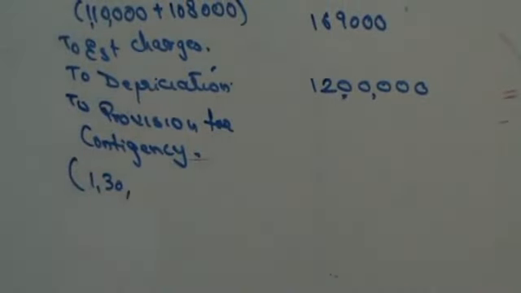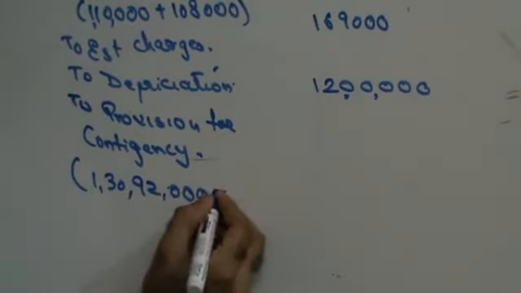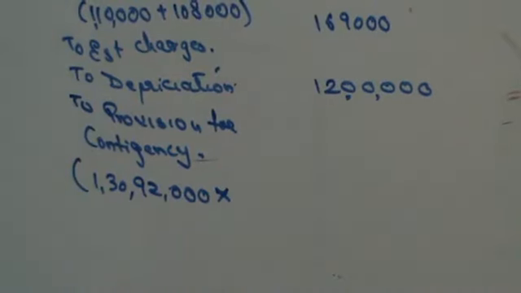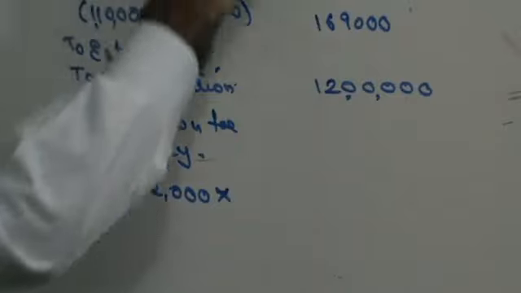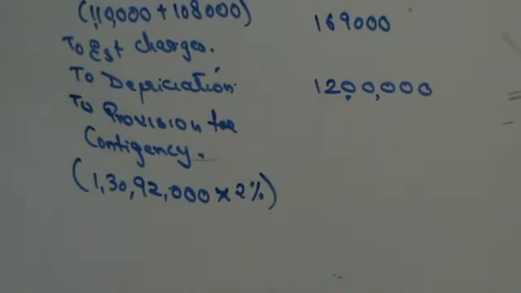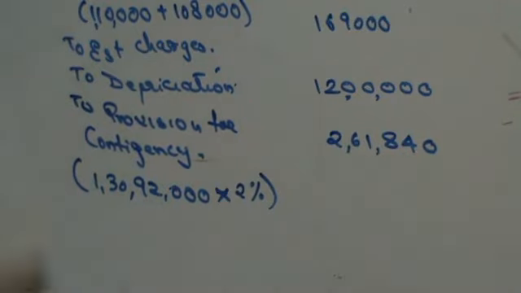How much did you all say? 1 crore 30 lakhs 92,000. They are saying that provision for contingency is to be maintained at 2% of the total contract expenses. These are my total contract expenses. They are saying that provision is supposed to be 2% of this. 2,61,840. So my provision for contingency is going to be 2,61,840. This is going to be only in my total contract account. You will not have this in the contract account.